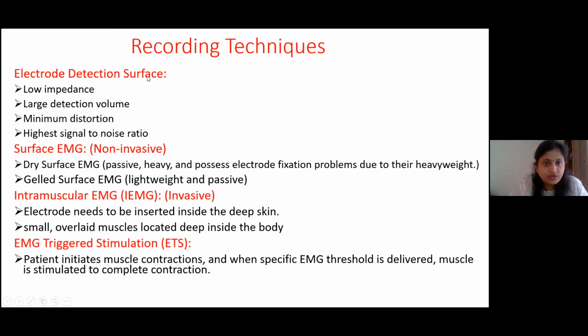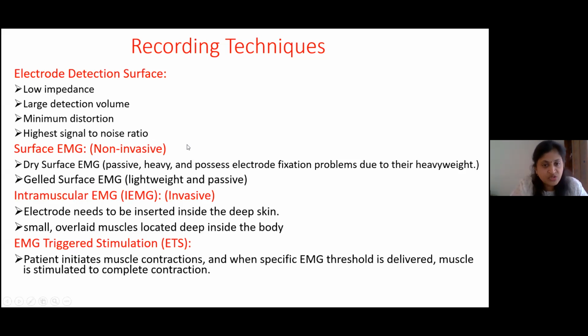As discussed, the electrode detection surface should have low impedance and a large detection volume. If the detection volume is greater, more EMG signals will get acquired. You will get minimum distortion as well as the highest signal to noise ratio, whatever electrodes you are using. There are different recording techniques.